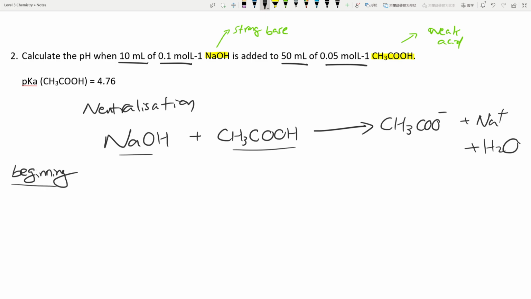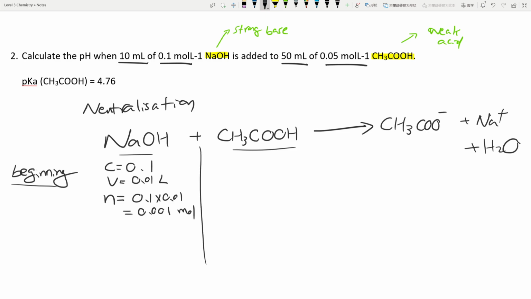So at the beginning, before I mix it together, I know the concentration of my sodium hydroxide is 0.1. I know my volume, which is 10 mL, which is 0.01 liters. So at the beginning, my moles of sodium hydroxide is going to be 0.001 mole. Surely everyone can do this. For my CH3COOH, same thing. I know my concentration, which is 0.05. I know my volume, which is 0.05 liters. My moles is just 0.05 times 0.05, which is 0.0025. Again, that's not too hard, I hope.